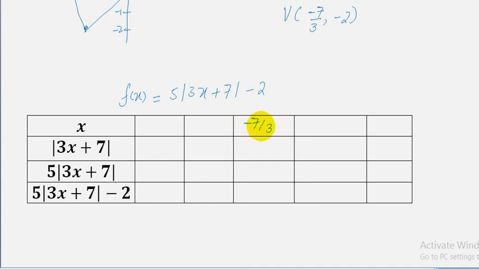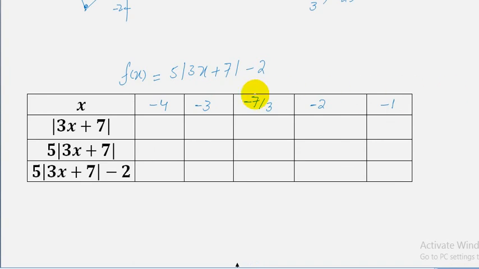This is minus 7 upon 3, which is minus 2.3. So the next point is minus 2, the next integral value, then minus 1. We choose two values before this point, so the integral values before this one are minus 3 and minus 4. Now we find the values of f of x at these points, and then we plot these points to sketch the graph of the function.